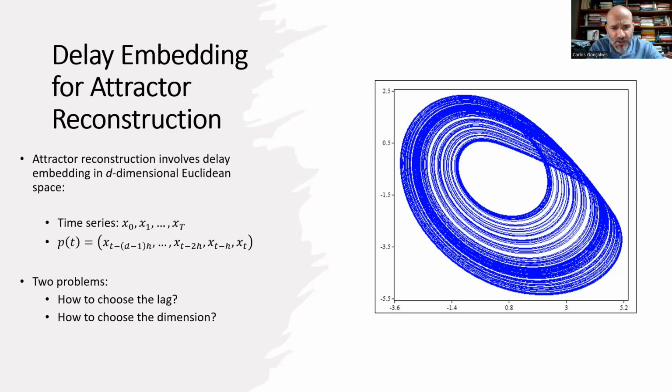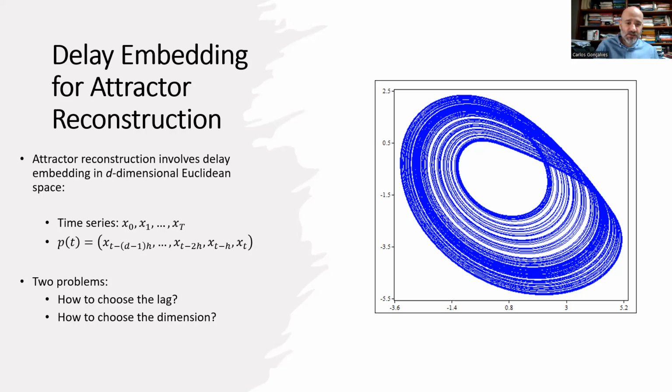So, given a time series, we embed it in d-dimensional Euclidean space with a phase point expressed by the coordinates that result from the original series, but using a specific lag and a specific dimension. The equation is shown there in the slide. So there are two problems here: how to choose the lag and how to choose the dimension. What is the right lag and what is the dimension?